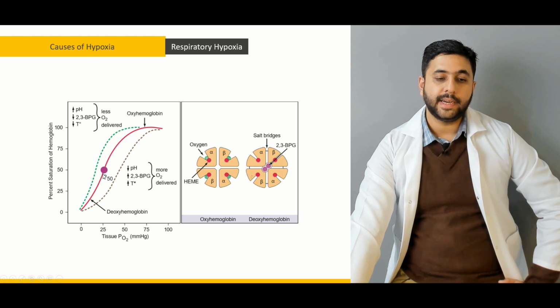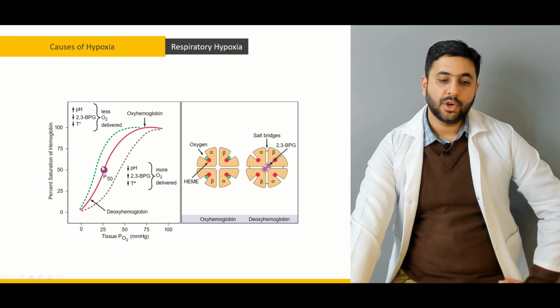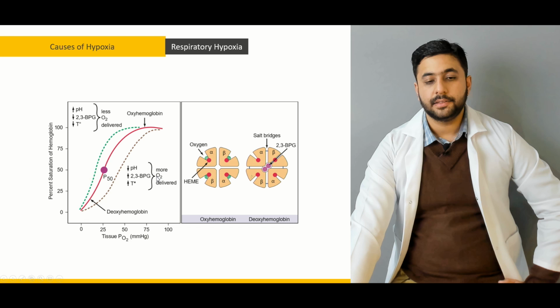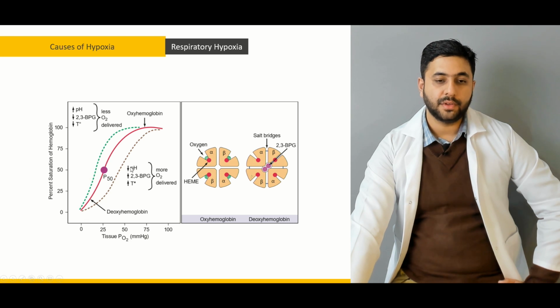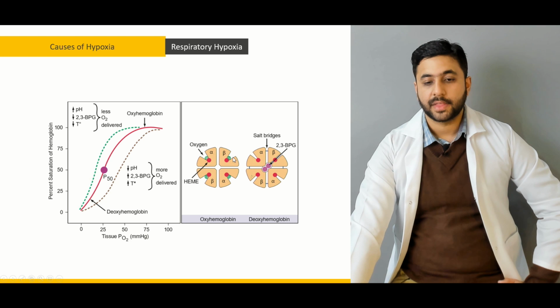So P50 is a good indicator. Whenever we have an increased value of P50, we can see that there is something which leads to unloading of oxygen or decreased affinity of the oxygen, and the converse happens here when the oxygen hemoglobin dissociation curve is shifted to the left.